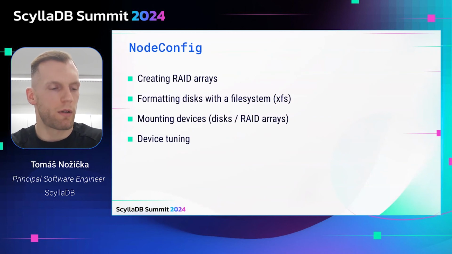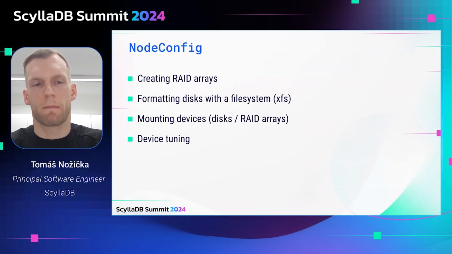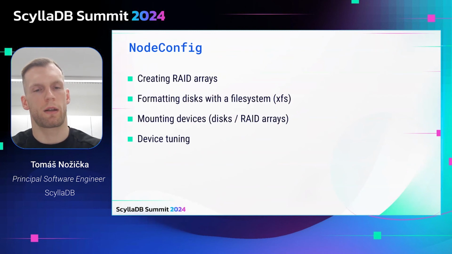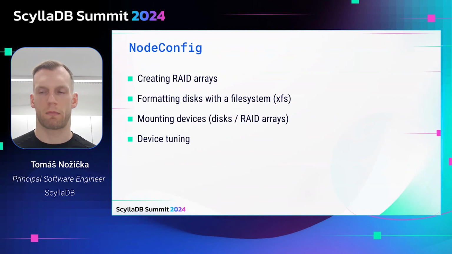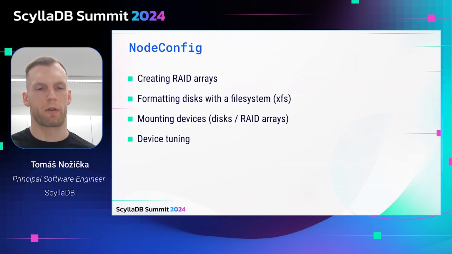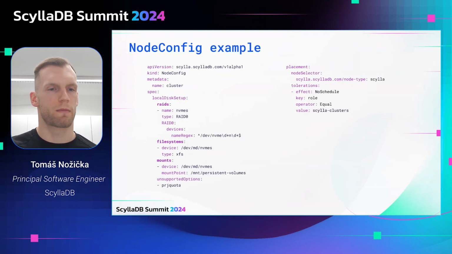Another resource that is supported by the Scylla operator is a node config. It is a resource that helps you set up, say, RAID arrays, formatting disk with a file system, mounting devices, and that's kind of everything that you would need to just take the local NVMEs and make something useful from them that you could use for your local volume provisioner. And it also supports device tuning for the nodes and for the Scylla pods.